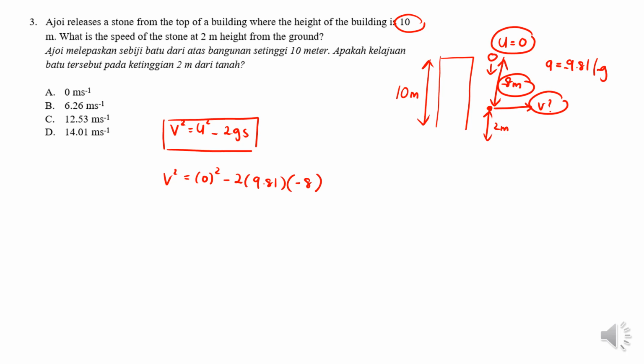Okay, so we get v squared equals 156.96, and our final velocity at 2 meters above the ground would be 12.53 meters per second. Okay, so our answer would be C. So that's for question number 3.